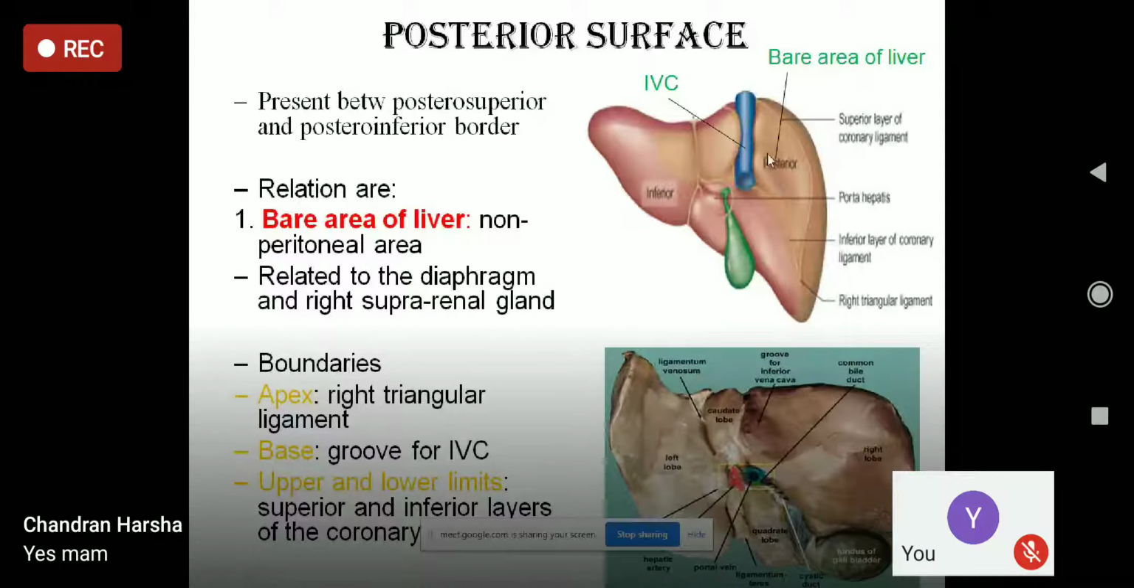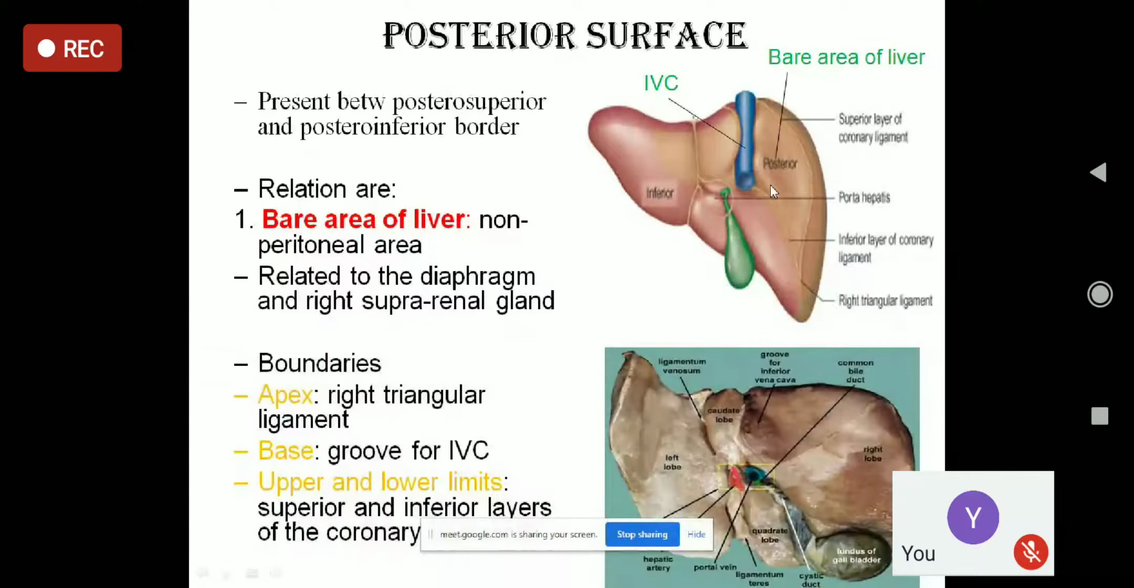So this bare area is directly related with the diaphragm. There is absence of peritoneum. So this is the boundary. I'll repeat this again. The apex is formed by the right triangular ligament. The base is formed by the inferior vena cava. The upper limit is by the superior layer of the coronary ligament, and the inferior by the inferior layer of the coronary ligament.